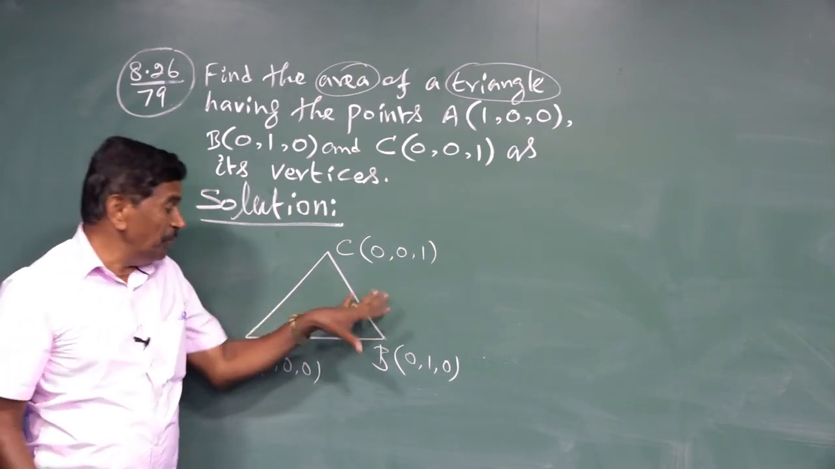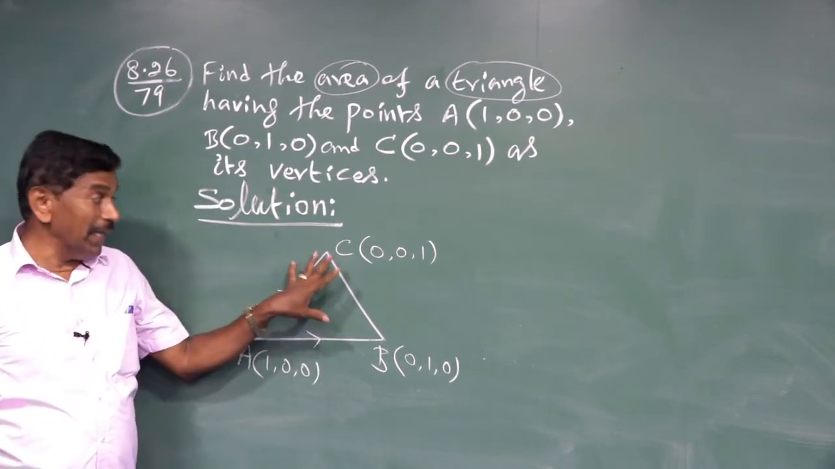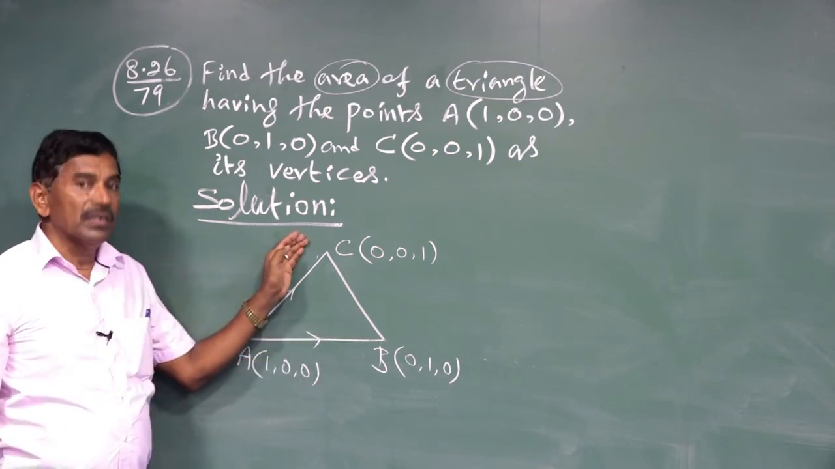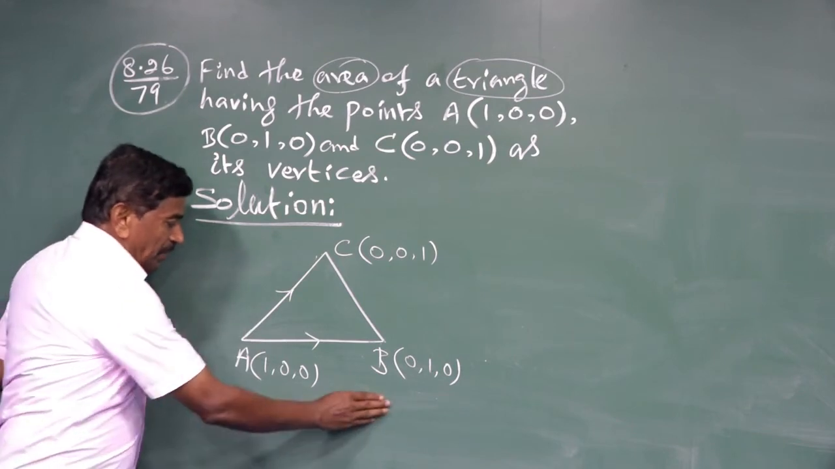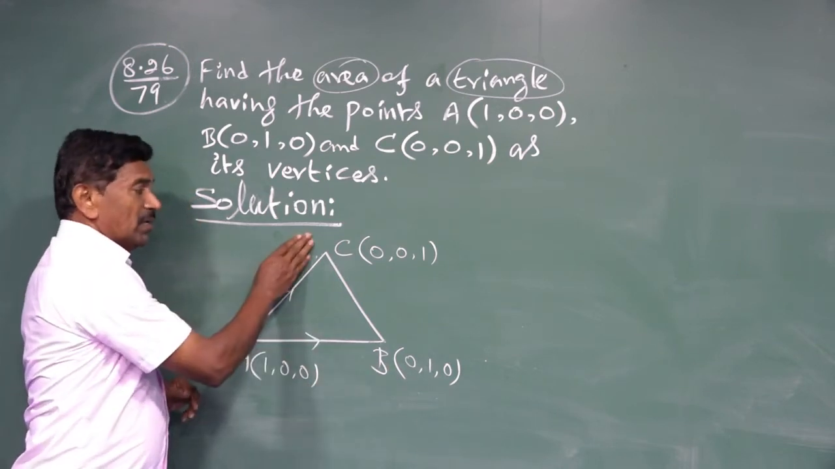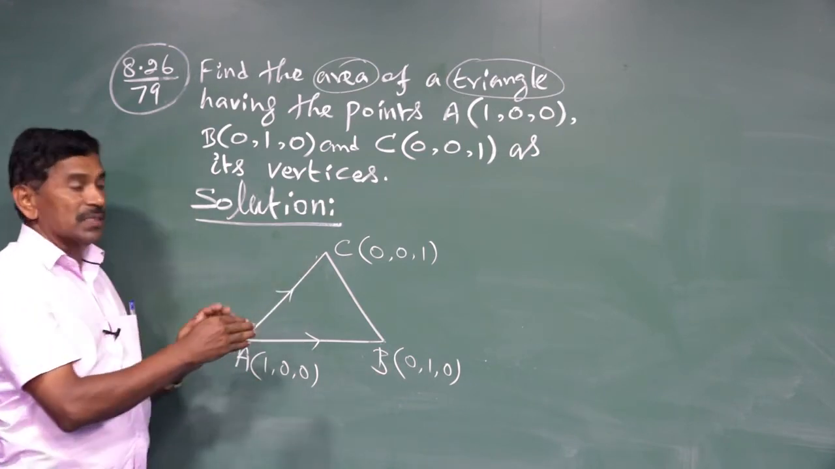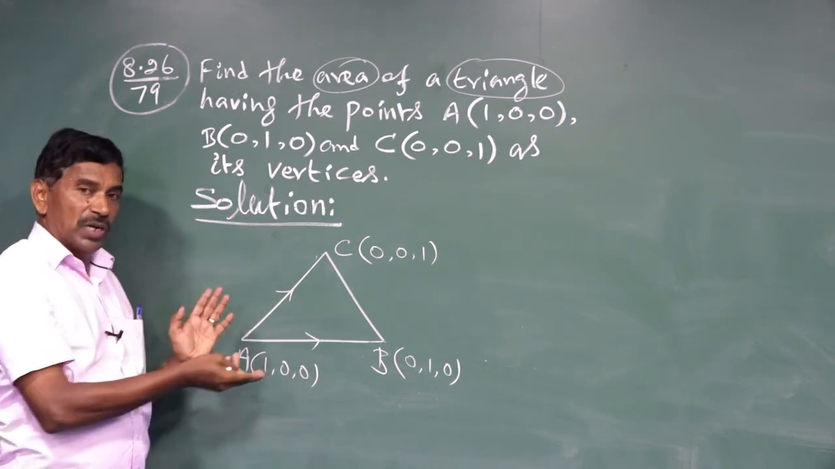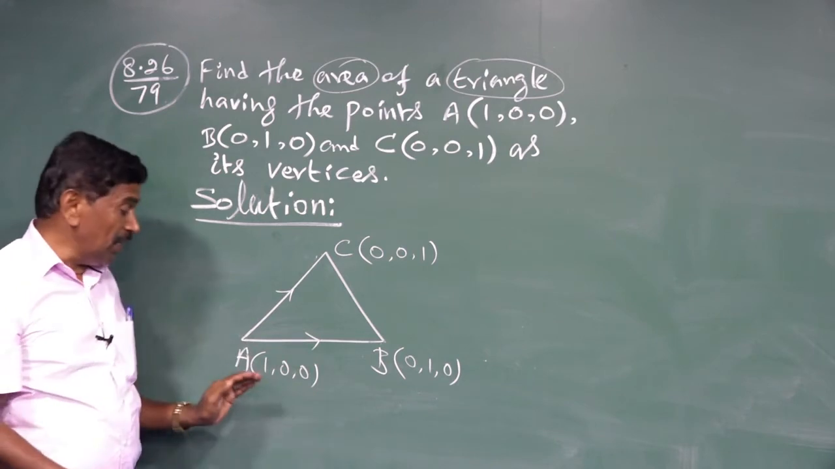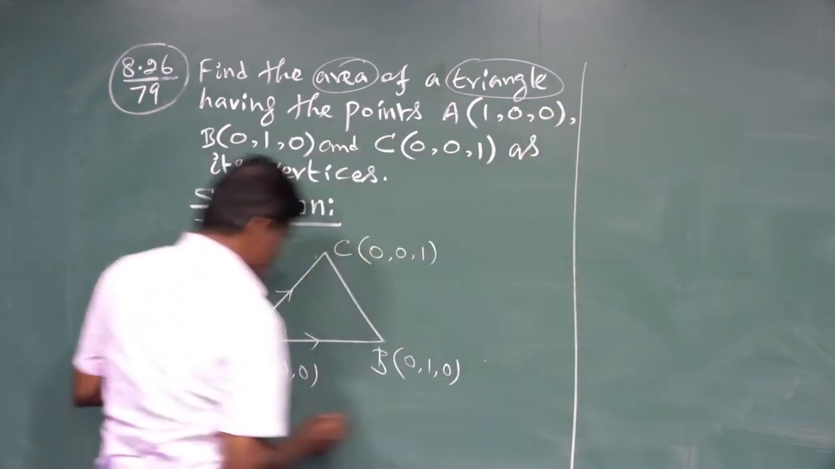Listen, the area of the triangle with adjacent sides AB vector and AC vector is given by the formula: area of triangle ABC is half into modulus of AB vector cross AC vector. That's all. We need the area in magnitude, that is why modulus. Now listen again. The area of the triangle with adjacent sides AB vector and AC vector is given by half into modulus AB vector cross AC vector. That's all.